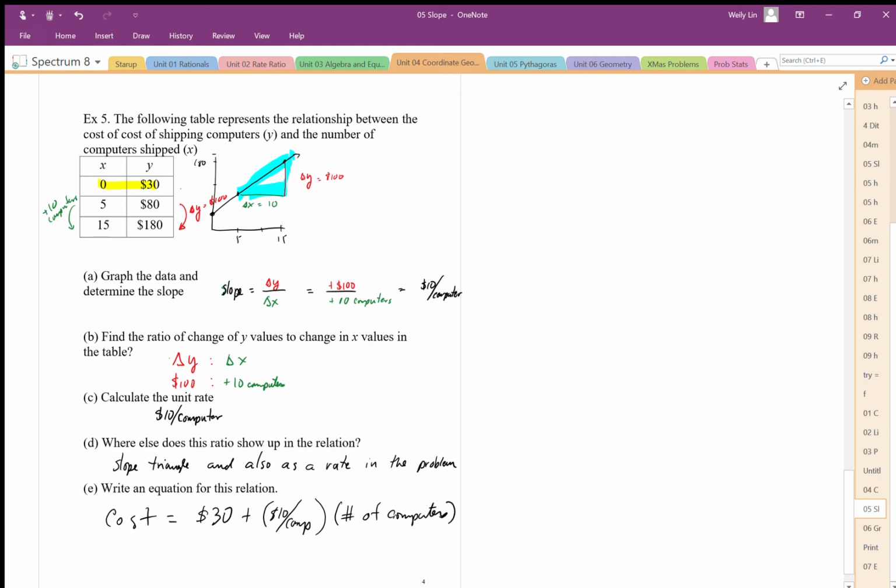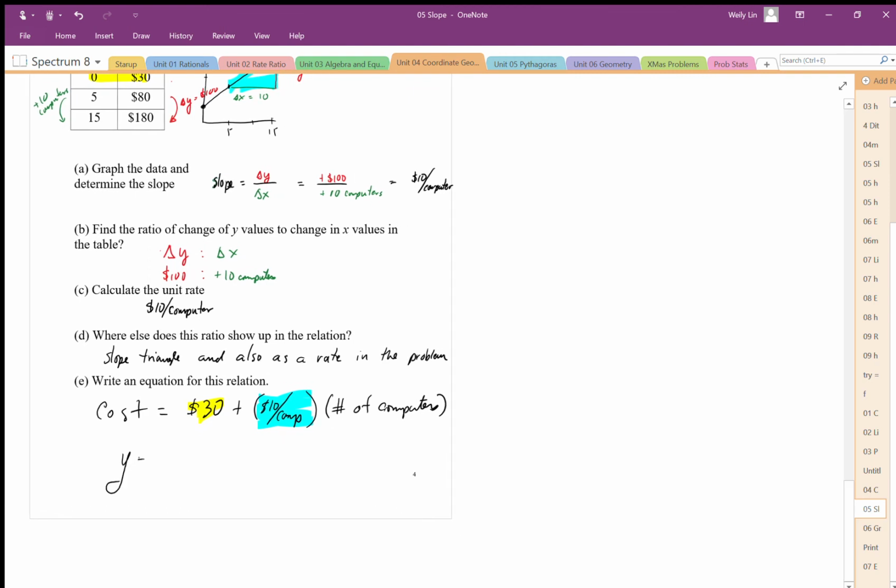So this starting value shows up as a constant. The slope or the rate shows up as a multiplier. There's my multiplier. And when I write it out in XY form, it's y equals 30 plus 10x, where x is the number of computers, y is the cost, and again, that constant value relates to the starting point, and this multiplier relates to the slope. Being a one number slope, although the slope is 10, really is a rise of 10 compared to a run of 1.